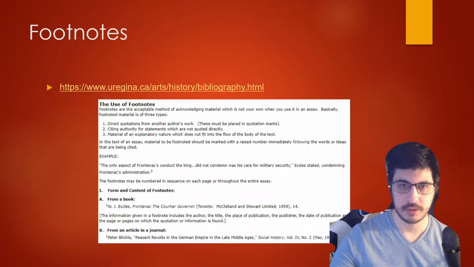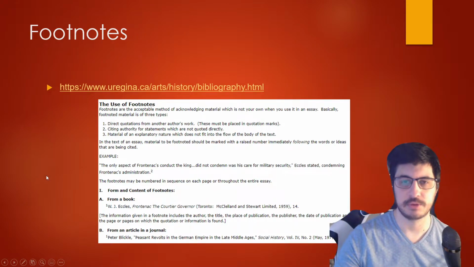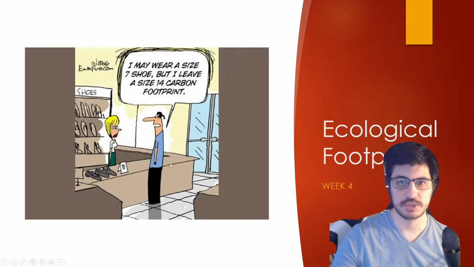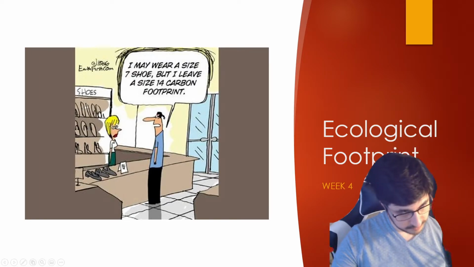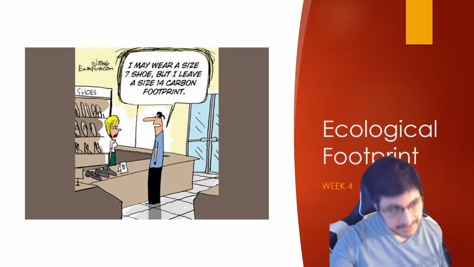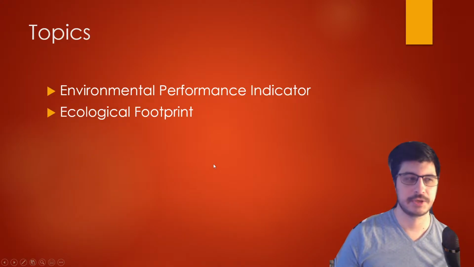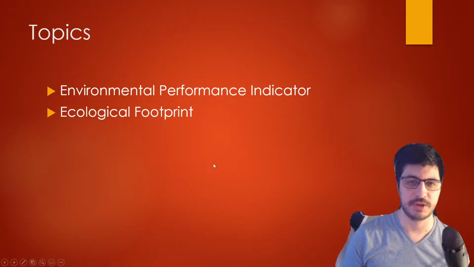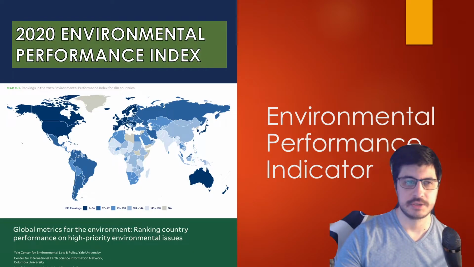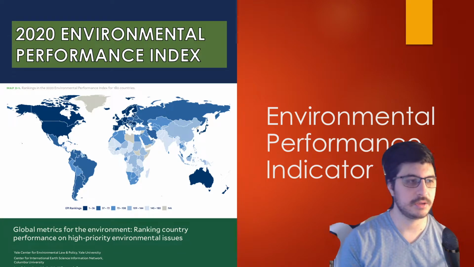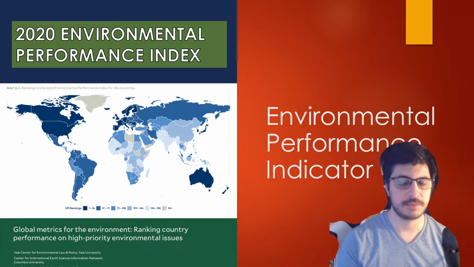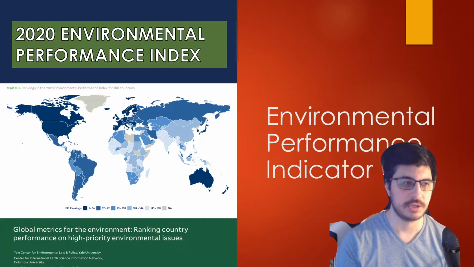I think that covers everything, so without further ado, let's get into the actual topic, which is ecological footprint. There it is, ecological footprint. So there are 2 main topics that we're going to be covering today, the environmental performance indicator and the ecological footprint. The environmental performance indicator is basically something that was started in 2002 by outside groups that wanted to categorize or grade every country on how they're doing to protect the environment.